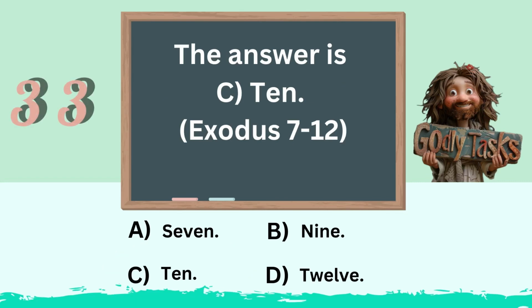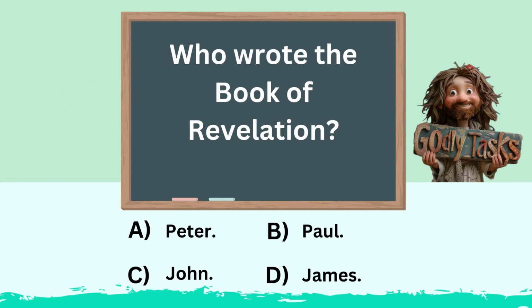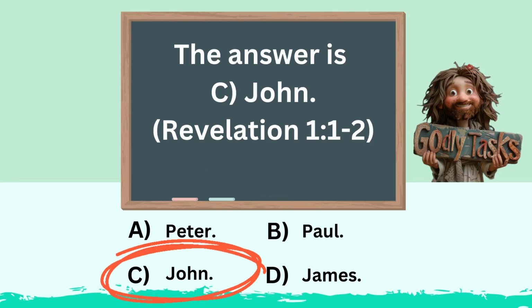Question 33. Who wrote the book of Revelation? A. Peter. B. Paul. C. John. D. James. The answer is C. John, Revelation 1:1-2.